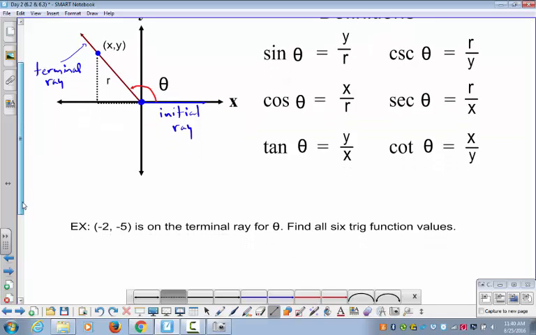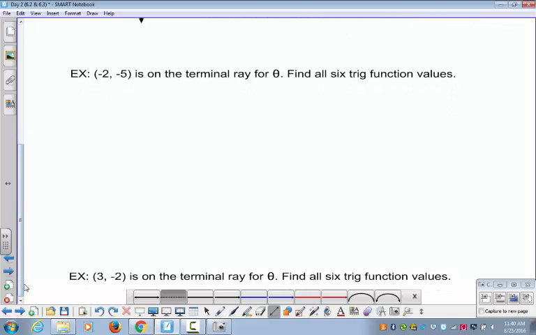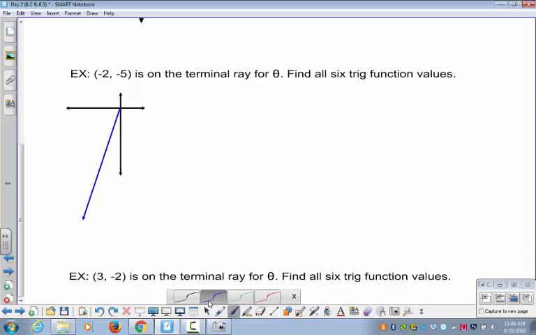Okay, all right, so let's try this. We've got a point in quadrant 3. So I'm going to draw a ray in quadrant 3 and put the point on that ray. That point is (-2, -5). It's on the terminal ray. We need 3 pieces of data, though. We only have 2. We have x is -2, we have y is -5. What's the piece that we're missing? R. But we can compute that.